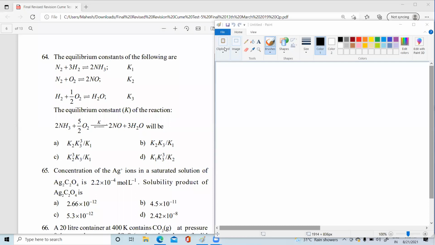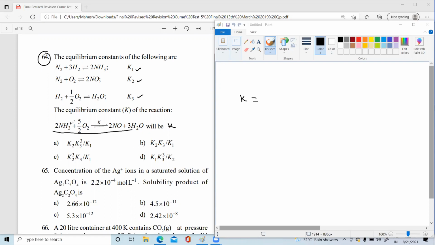Next, we can go to student question number 64. The equilibrium constants of the following reactions are given: equation number 1 is K1, equation 2 is K2, and equation 3 is K3. For this reaction, they're asking what the equilibrium constant K is equal to.